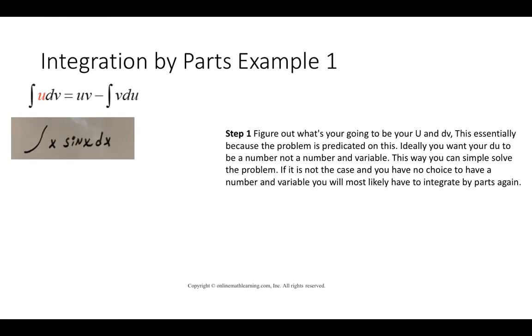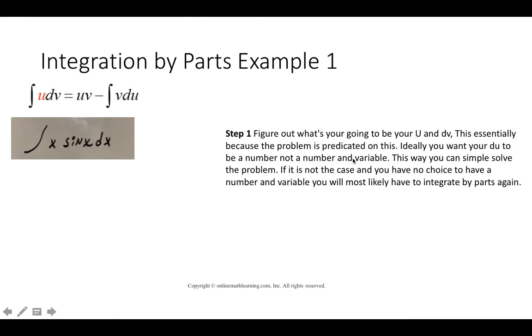All right. So when you have a problem that involves integration by parts, you want to figure out what your u and dv is. That's the first step. We want to figure out what this is, right? This is essential because the problem is predicated on this. Ideally, when you pick u and take the derivative of it, which is du, you want it to give you a number, so you don't have to integrate by parts again.